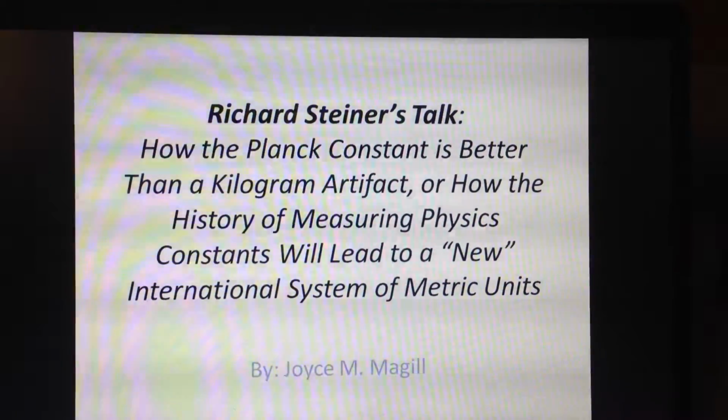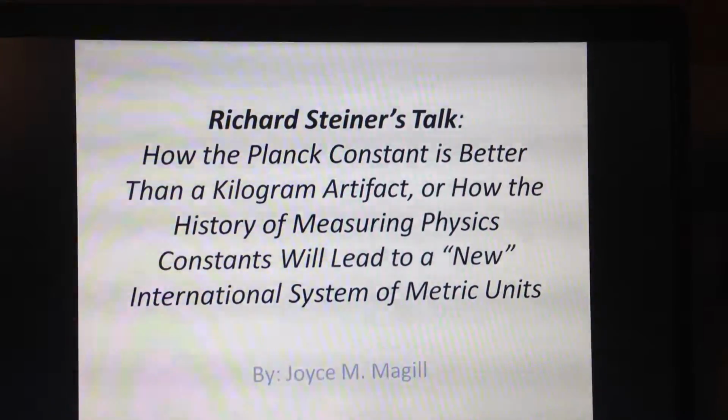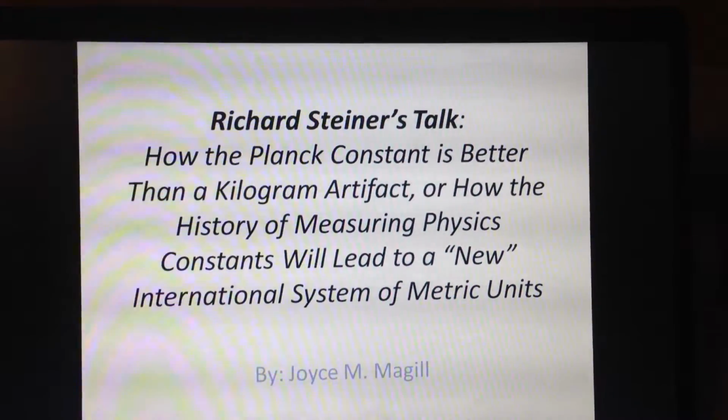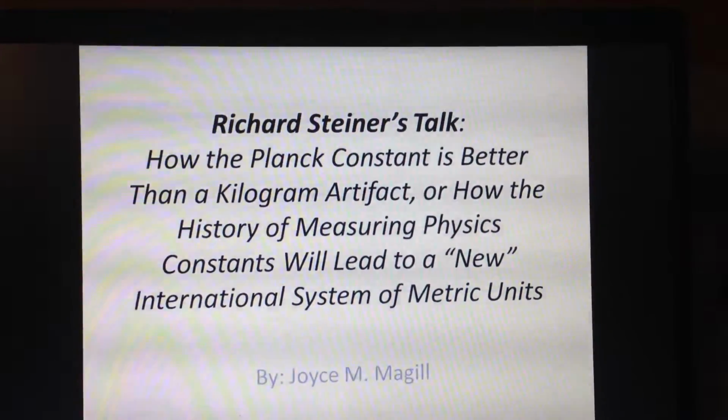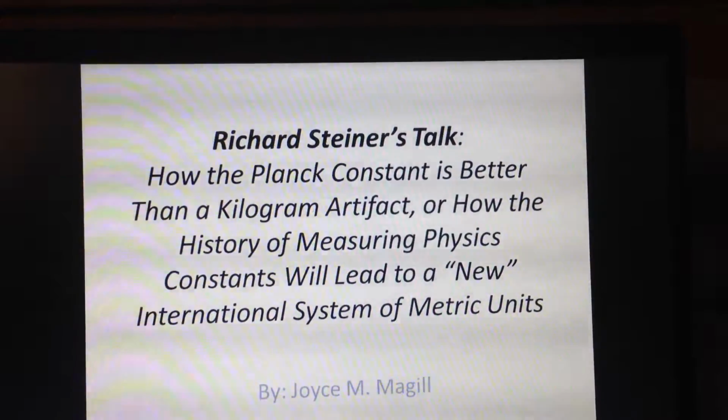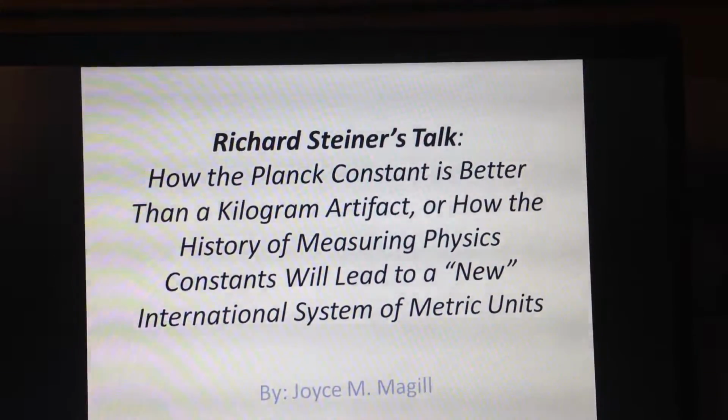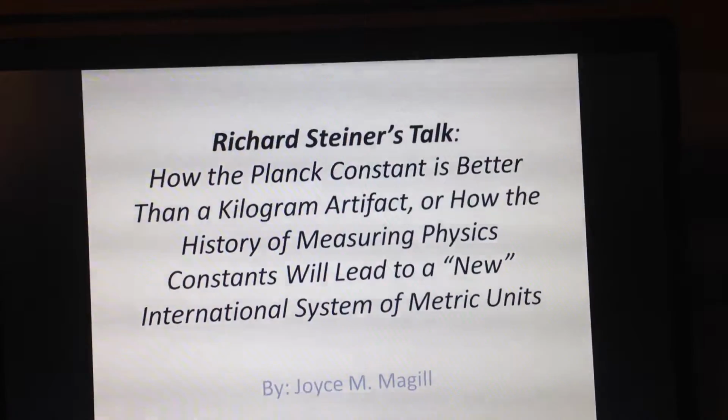I'm Joyce McGill, and today I'll be summarizing Richard Steiner's physics lecture on how the Planck constant is better than a kilogram artifact, or how the history of measuring physics constants will lead to a new international system of metric units.